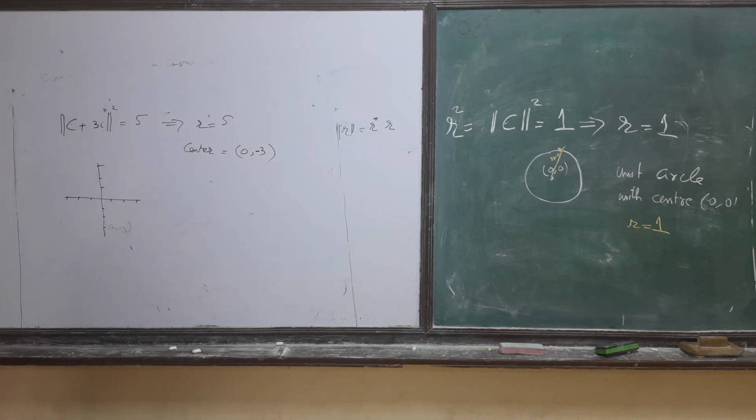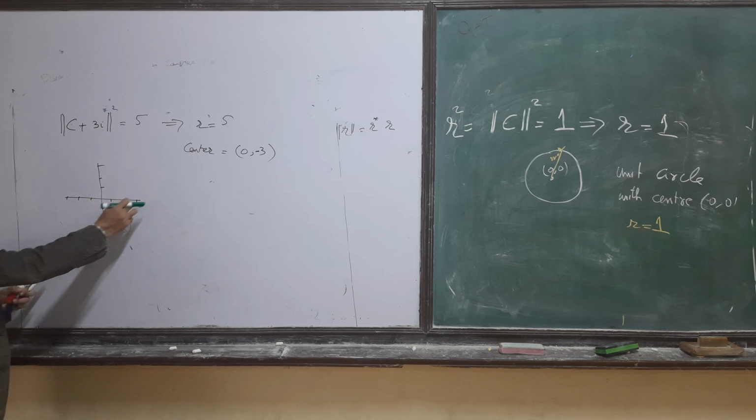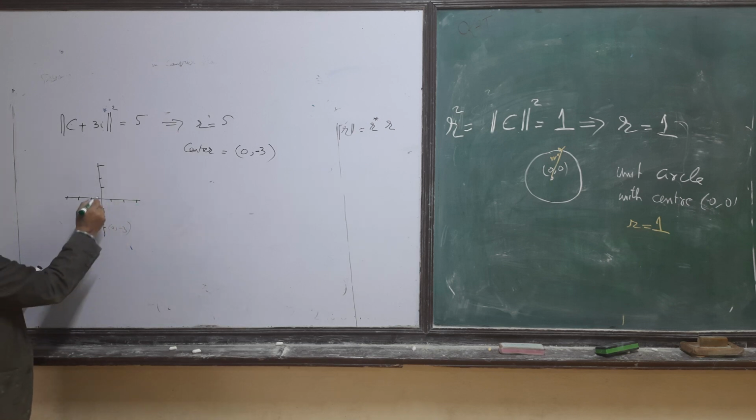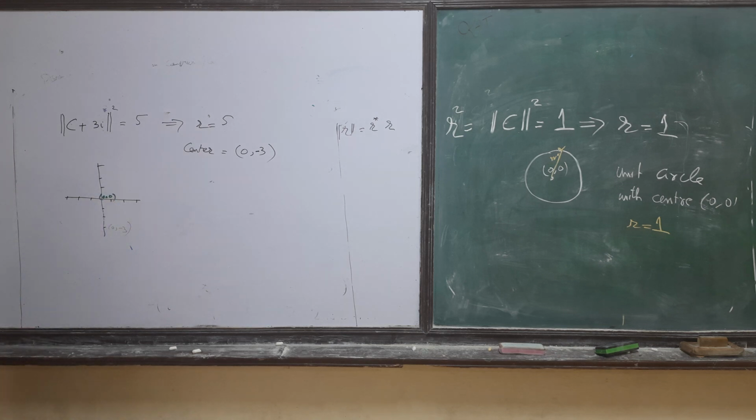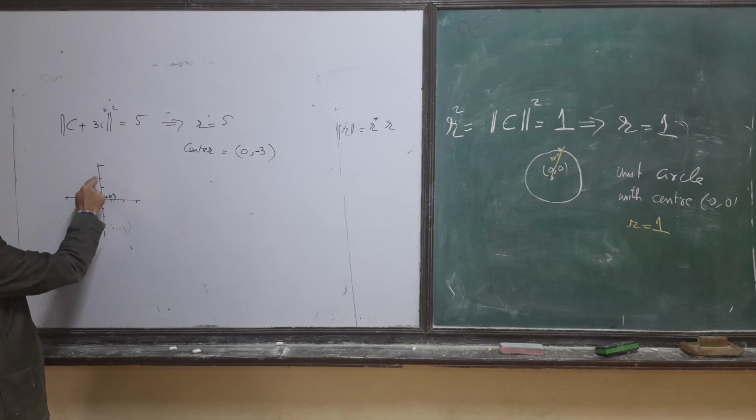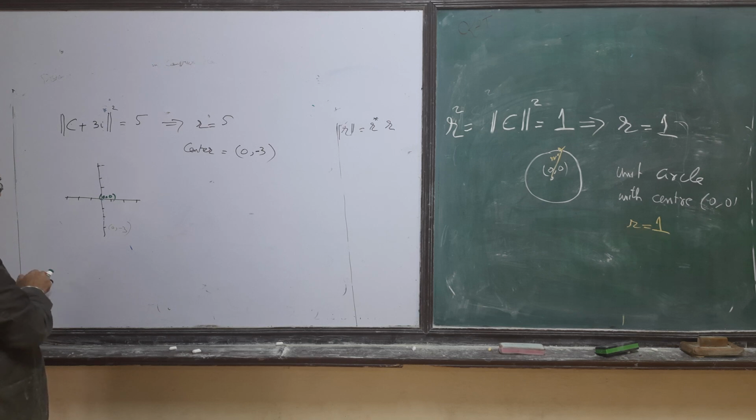Real axis, this is real. Okay, this is 0, 0. And what is the radius? Radius is 5. 1, 2, 3, 4, 5. This is the center point.